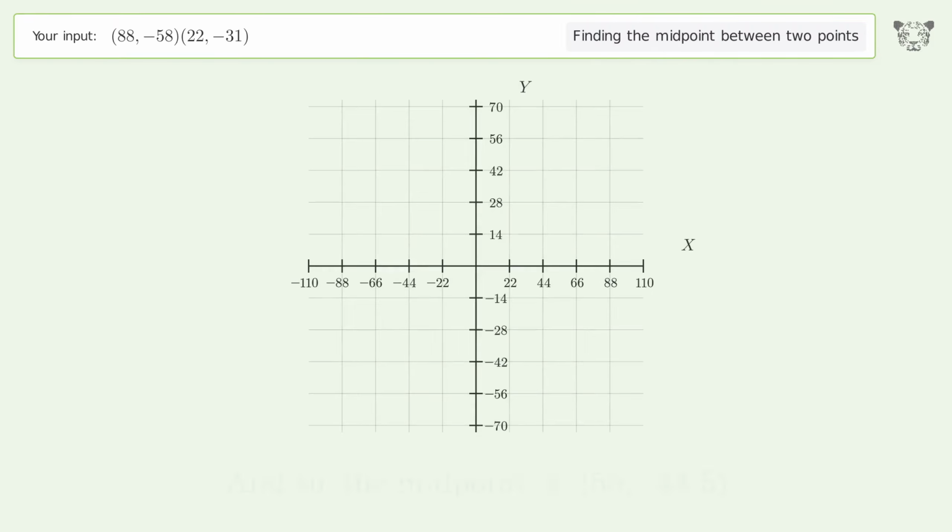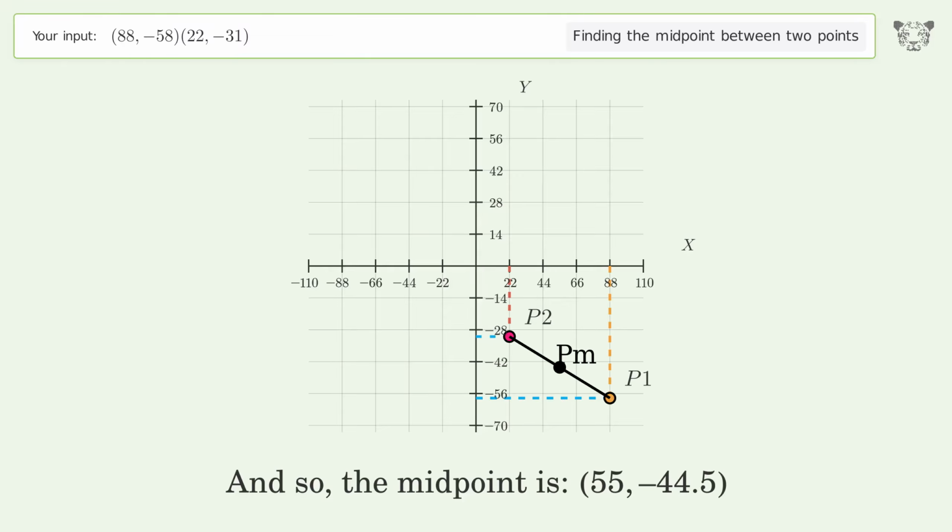And so, the midpoint is 55, negative 44.5.